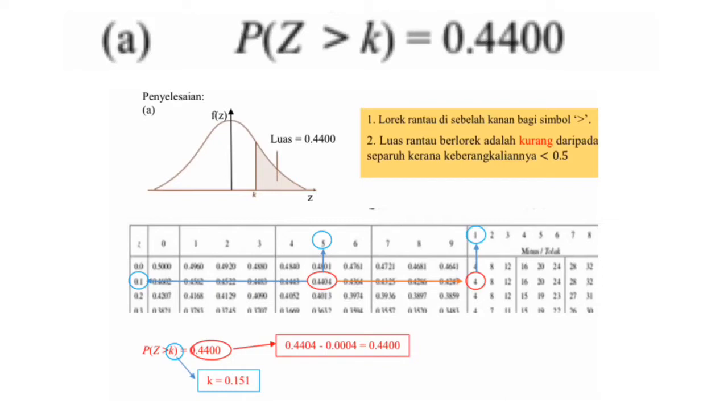Because our calculator is shaded to the left, we always have to be aware that the area is shaded to the left for the calculator, but for the buku sifil, or distribution table, the area is shaded to the right. That is the difference between the calculator and the buku sifil.